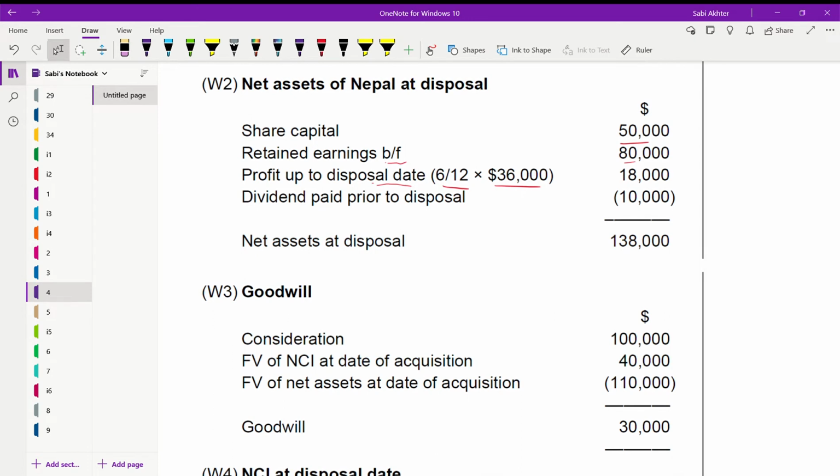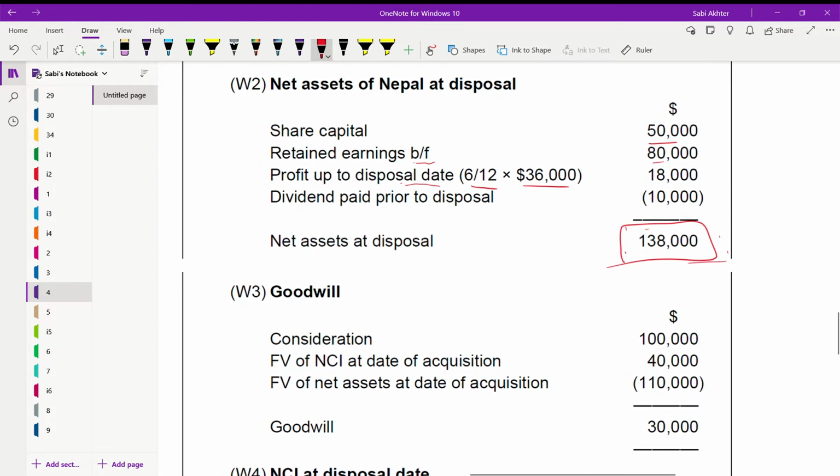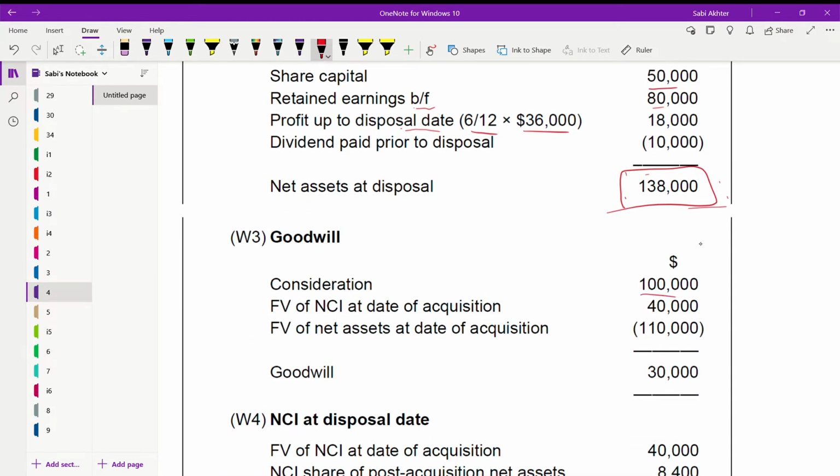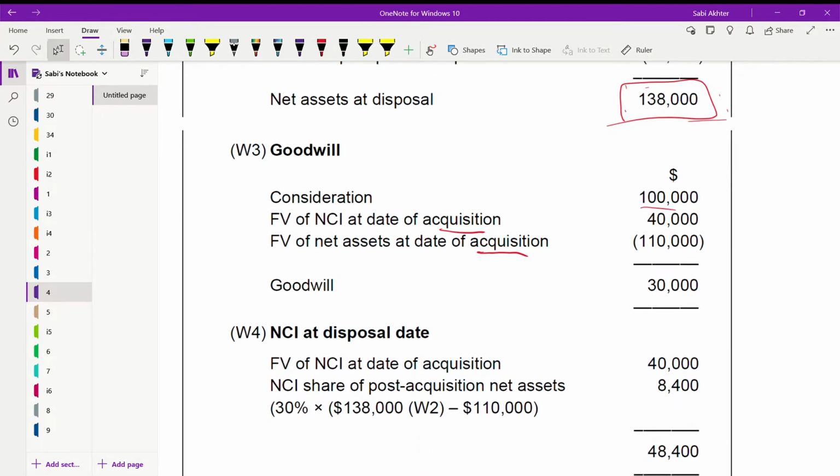So if you take the retained earnings, the brought forward retained earnings, you have to take 80,000 and deduct the dividend of 10,000 paid before the disposal. So finally, you are getting the net asset. Once you get the net asset, go to the goodwill. Goodwill: the consideration when you bought it, and then NCI at the date of acquisition this time, and net asset also at the date of acquisition. Everything is given, so goodwill also you can calculate. It is not impaired. Let us go to the NCI working number 4.